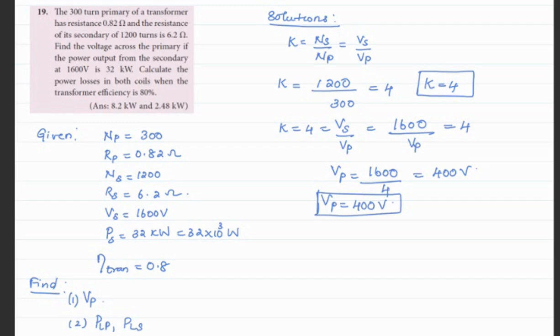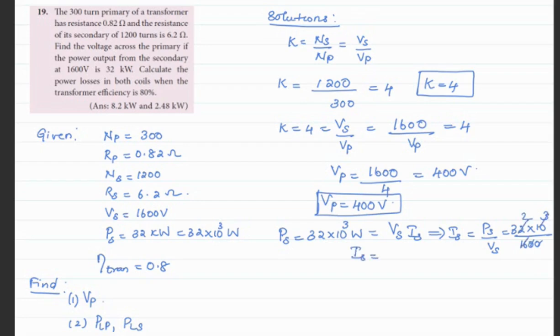For the second part, P secondary is equal to 32 into 10 power 3 watt. Power is voltage into current, so Vs into Is. From this, Is is equal to secondary power by Vs. So this is 32 into 10 power 3 by 1600. This is 20 times. So Is is equal to 20 amps. This is the current through the secondary.